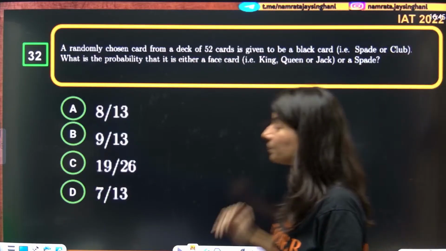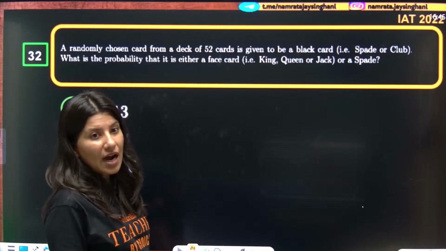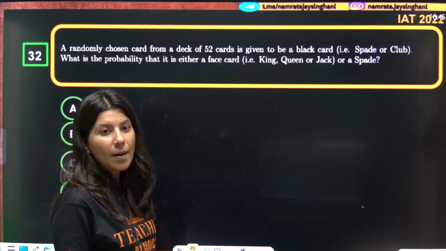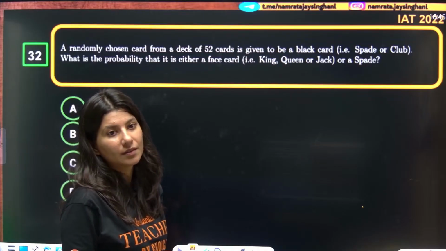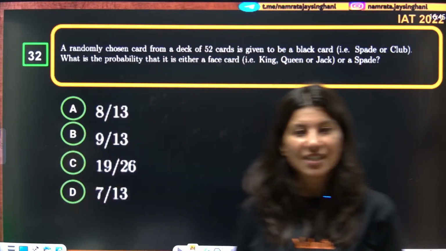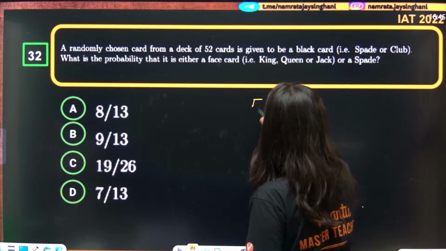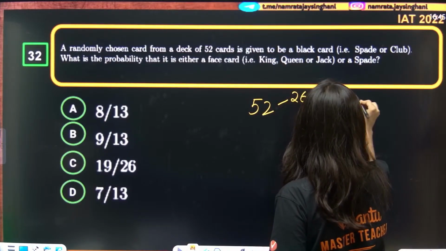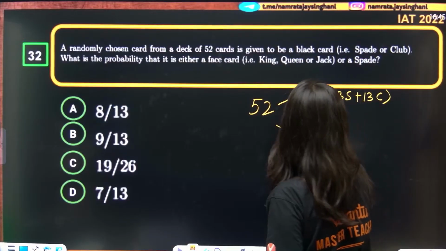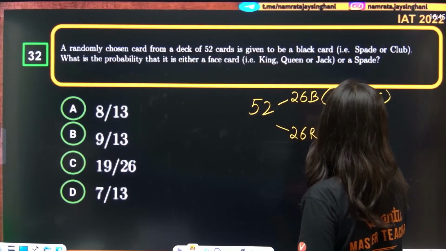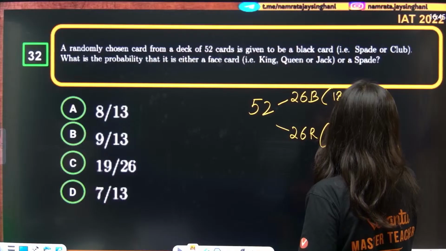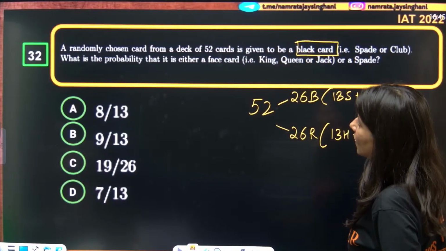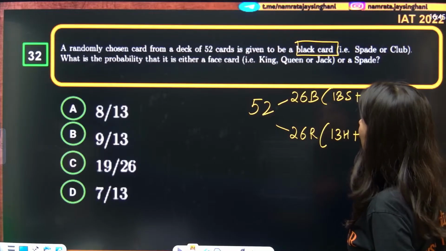Okay, now this question. A randomly chosen card from a deck of 52 cards is given to be a black card. Okay, either spade or club. Just tell me 52 cards. There are 26 black cards. That is 13 spade plus 13 club. And 26 red card, that is 13 heart plus 13 diamonds. Correct? So total we have how many? 26 black cards. What is the probability that either a face card?